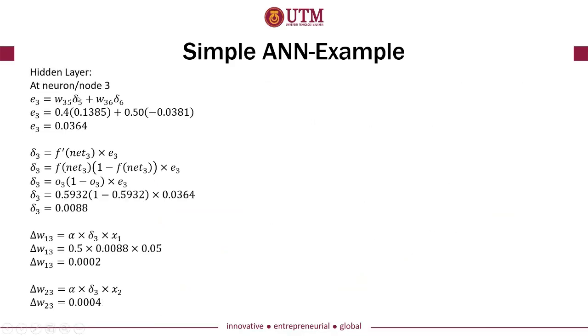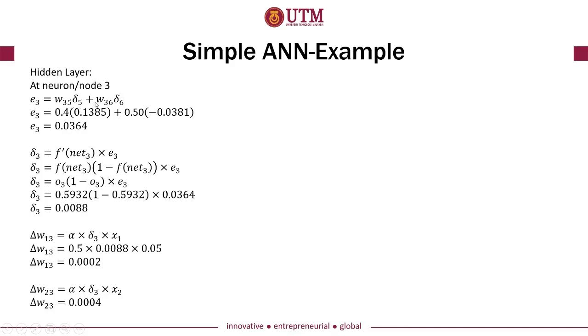So that is how that actually happened. How actually we end up with this kind of formula during the derivation, you need to refer to the slide that we discussed in a very long discussion on how to derive that. And then W35 is 0.4.